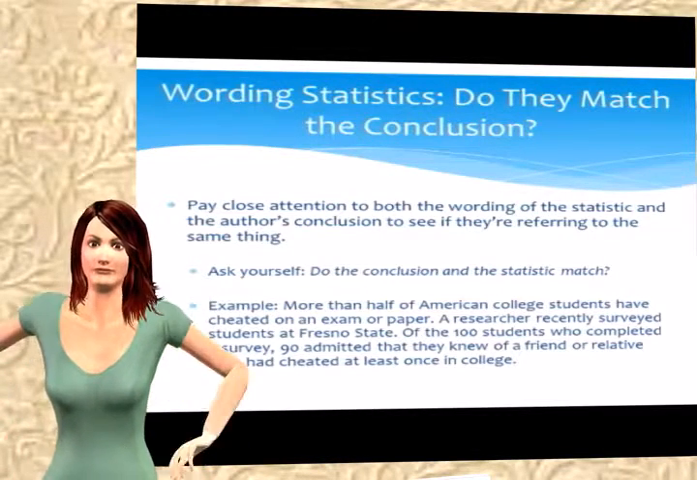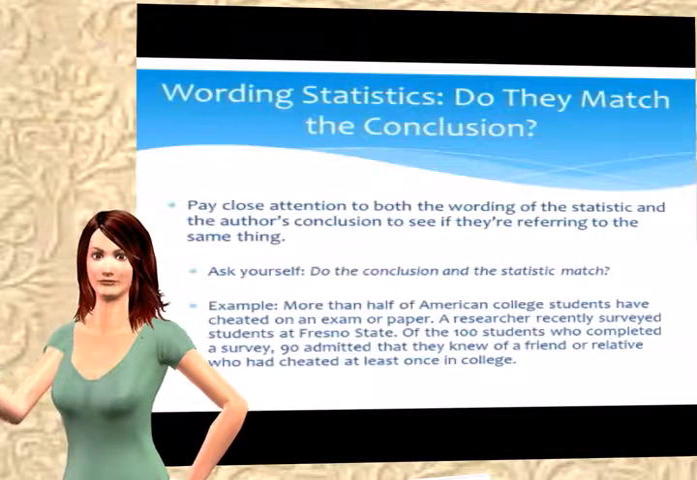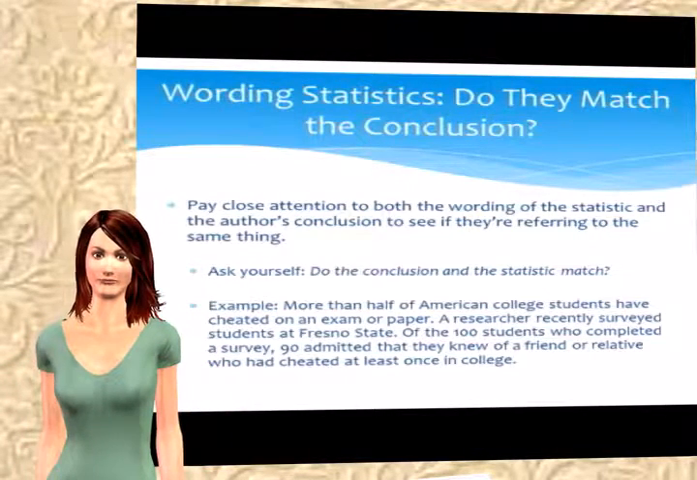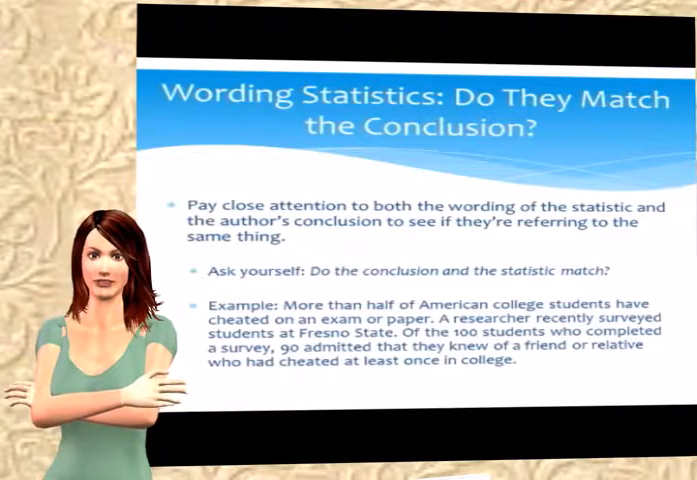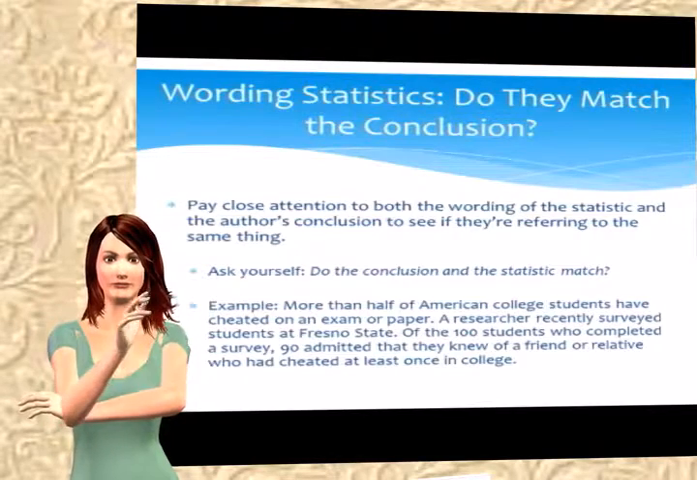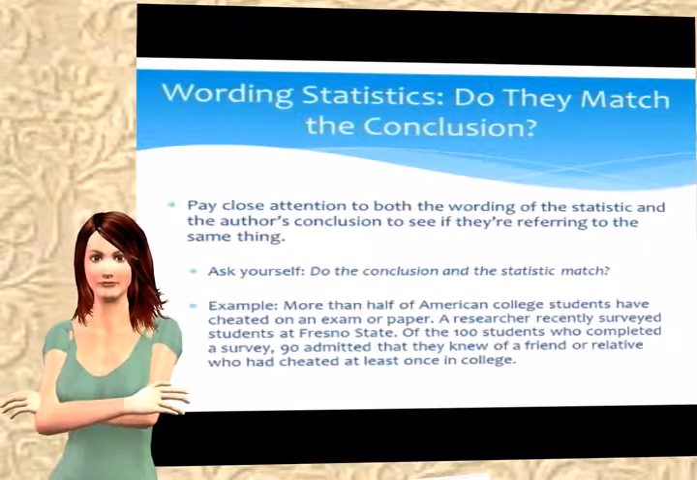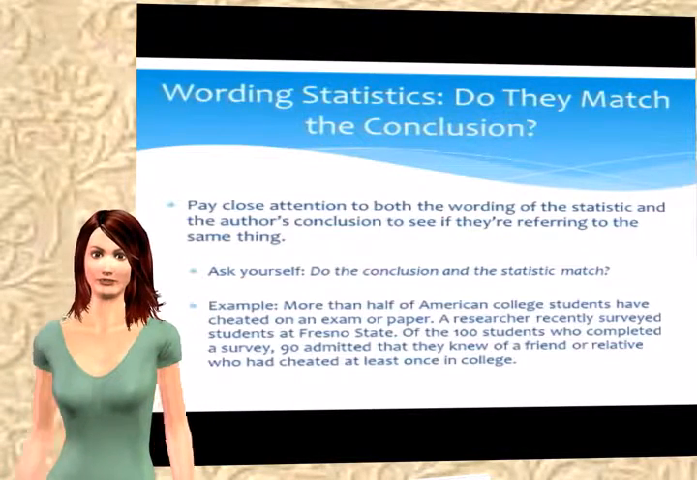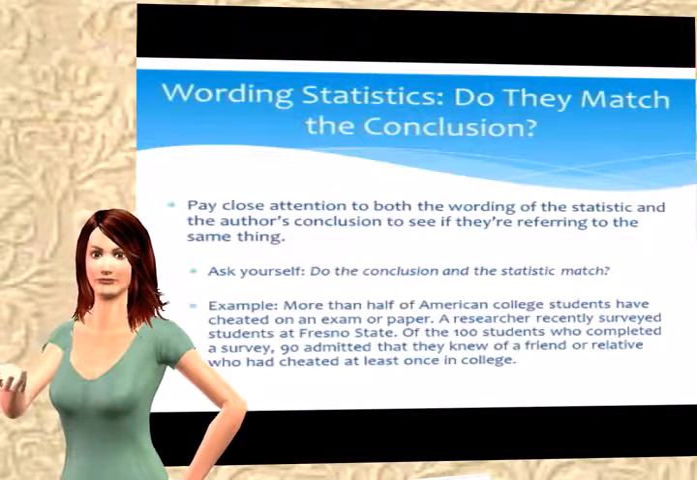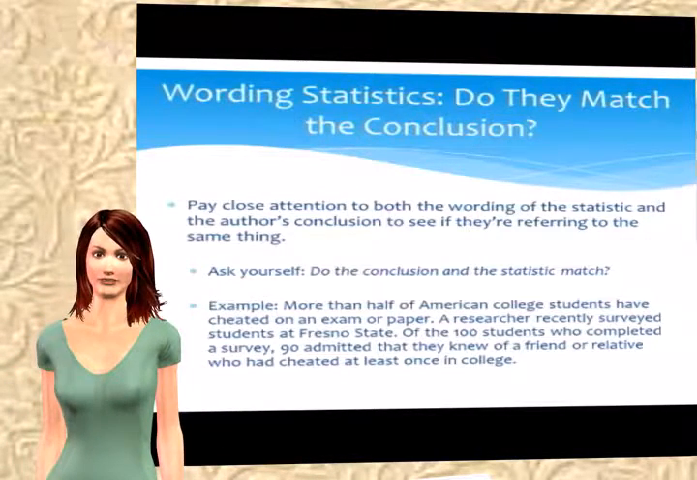So here's an example. More than half of American college students have cheated on a paper or exam. A researcher recently surveyed students at Fresno State. Of the 100 students who completed a survey, 90 admitted that they knew of a friend or relative who had cheated at least once in college. So the conclusion the author wants you to accept is more than half of American college students have cheated on an exam or a paper. The piece of evidence he's offering is based on a survey in which 90 of 100 people admitted that they knew of a friend or relative who had cheated.